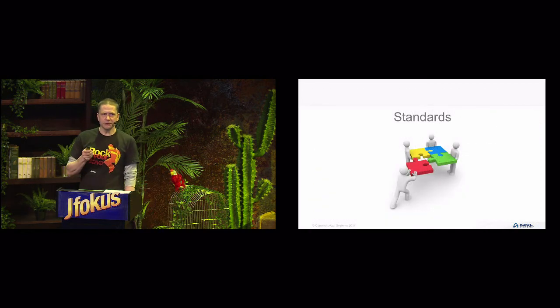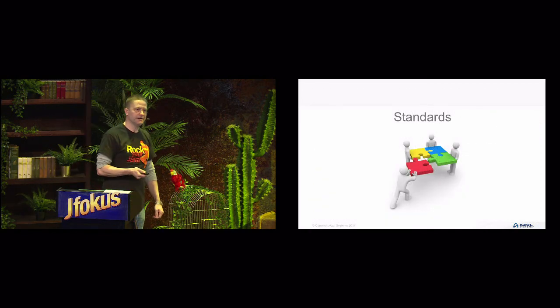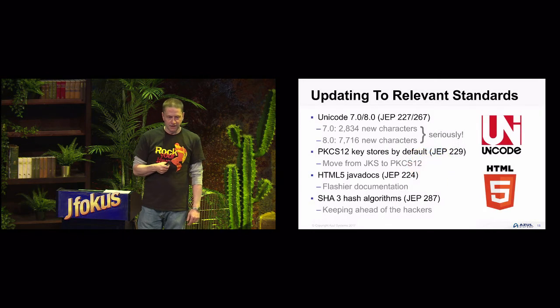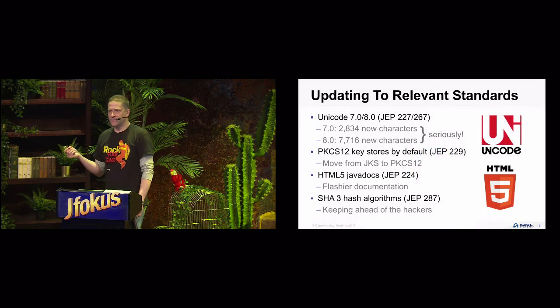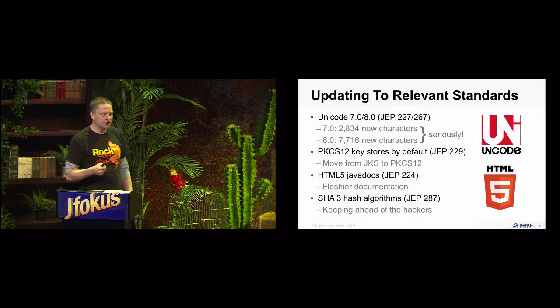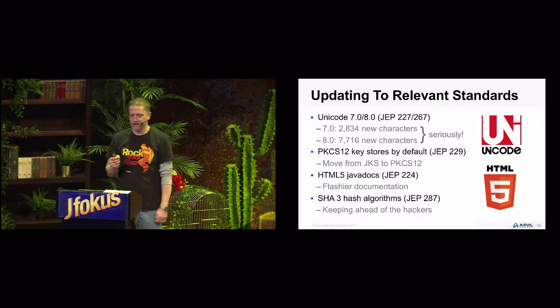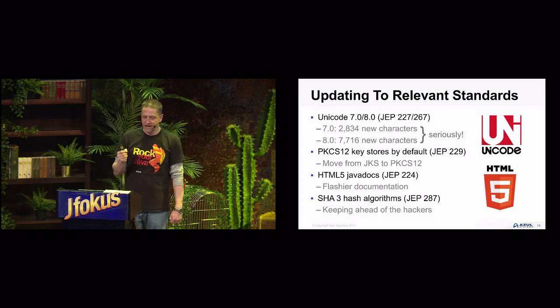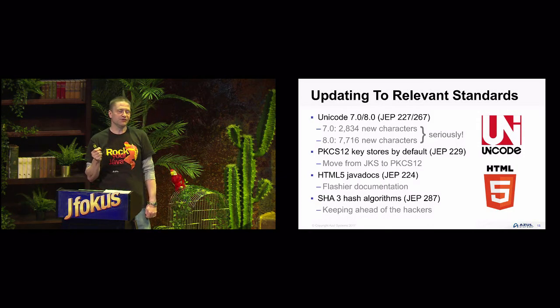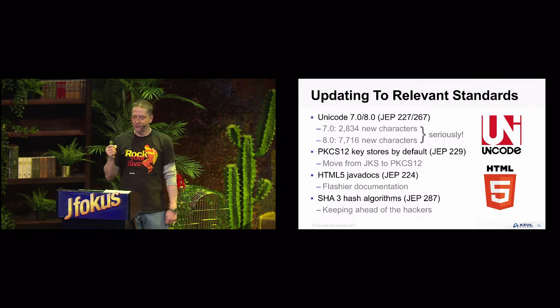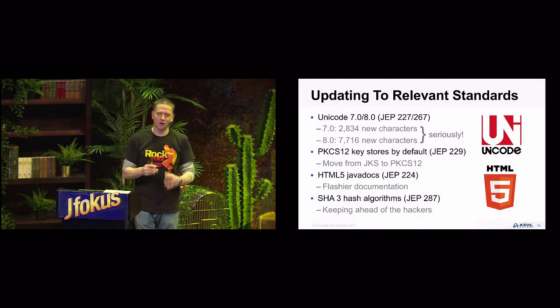Standards. There are lots of standards that get used in the JDK, and all of these, or most of these, need to be updated to the most relevant versions. The first of those was Unicode, and there were two new versions of Unicode between JDK 8 and JDK 9. I did a little bit of research on this, and I found that Unicode 7 introduced 2,834 new characters, and Unicode 8 introduced 7,716 new characters. So nearly over 10,000 characters.